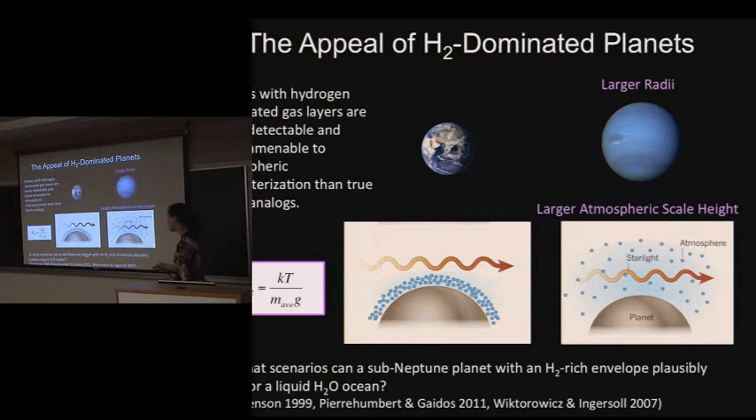I just want to draw your attention to two papers, one by Stevenson in 1999 and one by Pierrehumbert and Gaidos in 2011, that made the point that hydrogen collision-induced absorption can allow hydrogen to serve essentially as a non-condensing greenhouse gas, effectively extending the habitable zone to greater distances from the star.